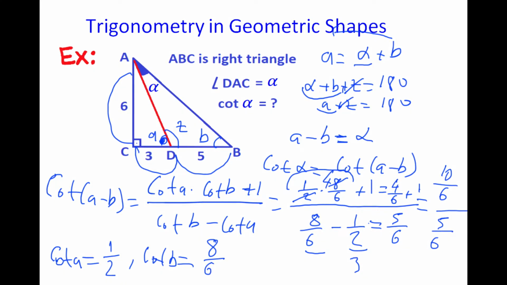Now what I'm going to do is write 10 divided by 6 times 6 divided by 5. So that 6 cancels with this, and 10 divided by 5 is 2. So in this question, cotangent alpha is 2, guys.